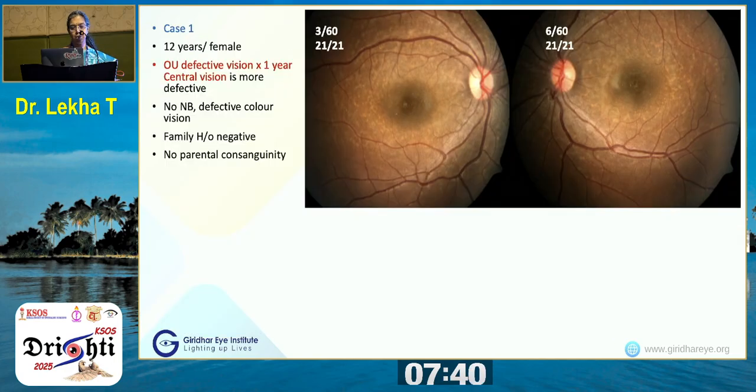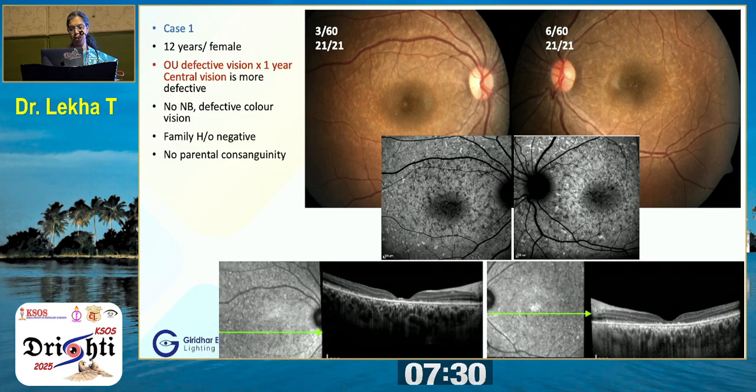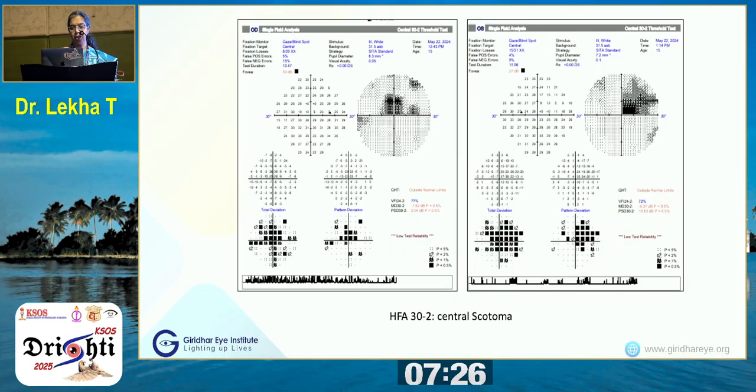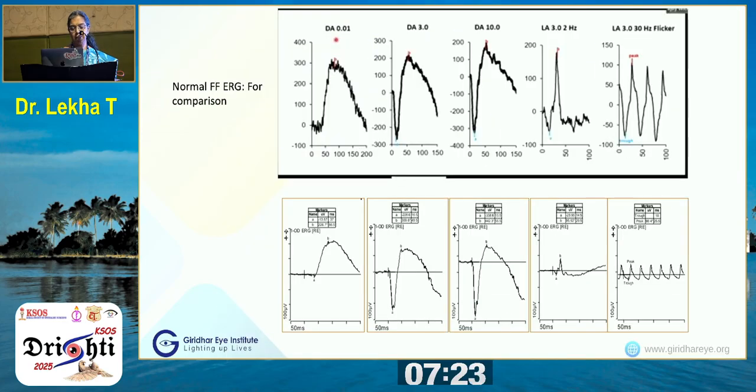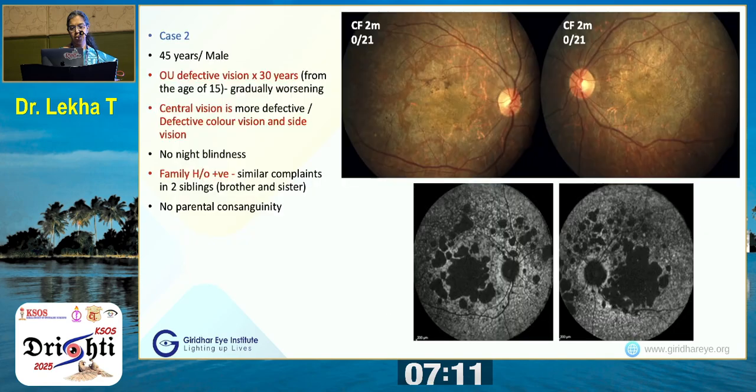So this is a 12-year-old girl with defective vision since 1 year, mainly the central vision. You can see the color vision is normal, and the fundus view as well as autofluorescence shows us the typical flecks of Stargardt's disease, and OCT showed foveal atrophy. Field showed a central scotoma, and full field ERG, compared to the normal, we can see all the waveforms were normal. Genetic testing confirmed a pathogenic variant in ABCA4, confirming the diagnosis of Stargardt's disease. All straightforward here.